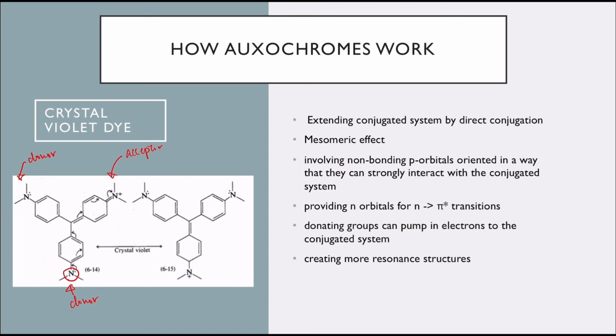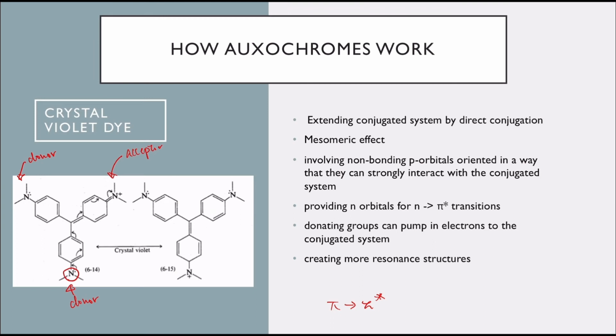And in the examples at the start of this presentation, transitions from HOMO to LUMO are all pi to pi star transitions. But this n to pi star transition gives absorption of even longer wavelengths, since the energy difference is smaller.